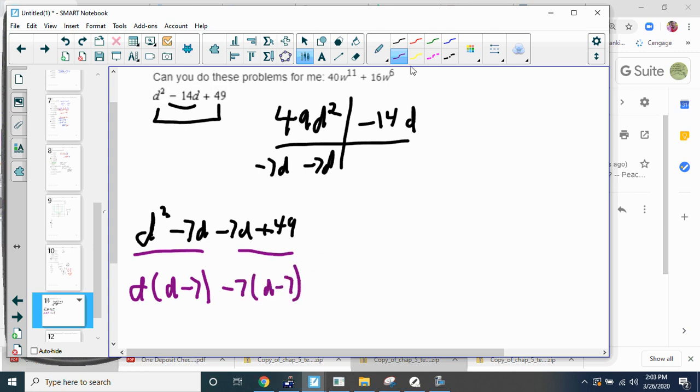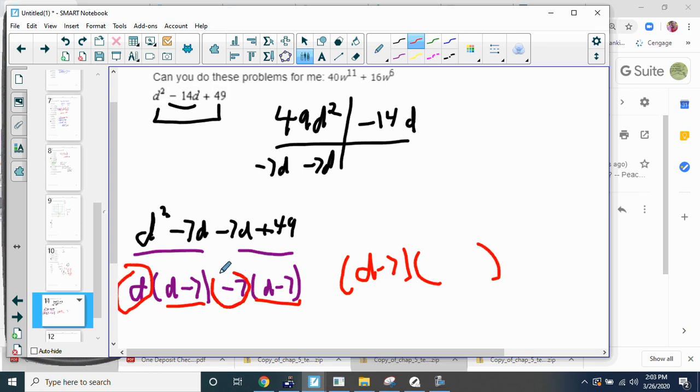And then my answer is going to be D minus 7 in parentheses, and then what's left behind is the D and the negative 7. So I write that in the second parentheses, which is the same answer as what we got before.